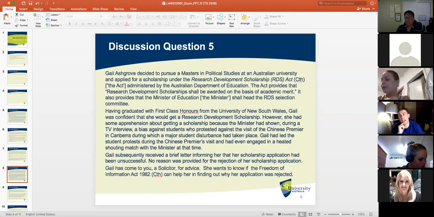I think this question was asked in relation to the right to natural justice, whether the failure on the part of the minister to provide her reasons was a breach of the right to natural justice, or whether or not before the minister denied her application, she should have been given an opportunity to explain why her application should be accepted and not denied. That was the legal issue then, pertaining to natural justice. The question now relates to the Freedom of Information Act. Can the Freedom of Information Act help Gail in finding out why her application was rejected?